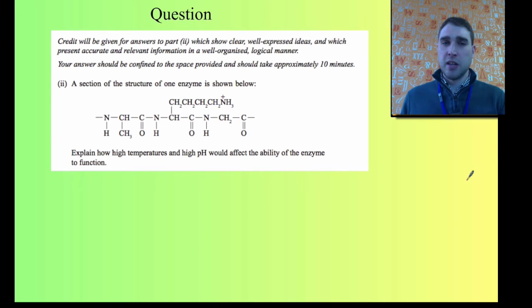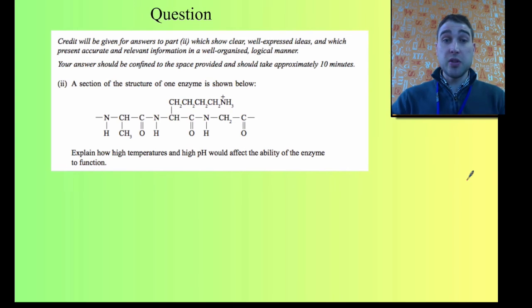Next question here. So this is a nice big long question, and it kind of links in with what we just had before. This was an extended response question, so it says you should take about 10 minutes to do it. We're given a section of a structure of one enzyme. Then it says explain how high temperatures and high pH would affect the ability of this enzyme to function. So we'll start with temperature again.